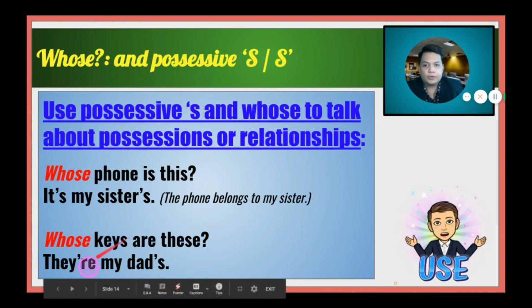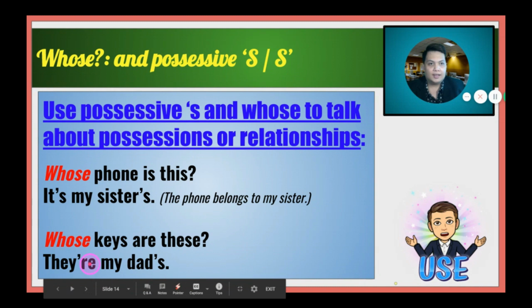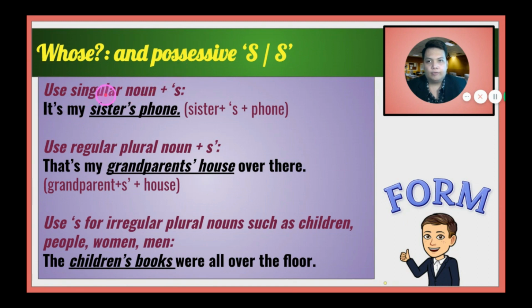The answer is they're my dad's. Instead of saying that the owner of those keys is my dad, you could simply say they're my dad's. Next, we use a singular noun plus apostrophe s. So it's my sister's phone. The reason it's apostrophe s is because it's a singular noun, and then we only add apostrophe s, plus the noun phone.